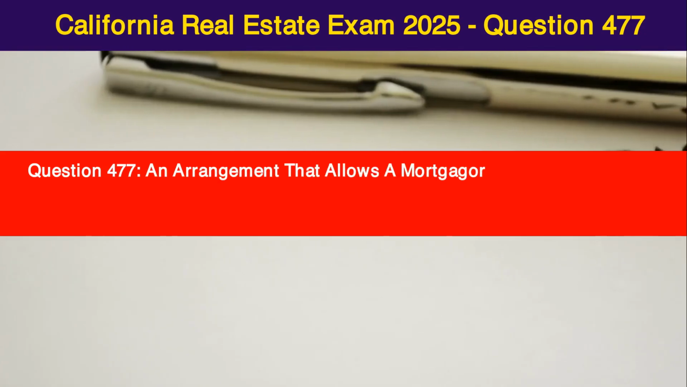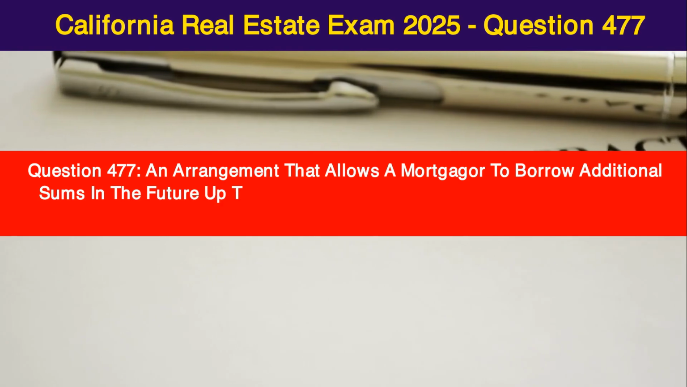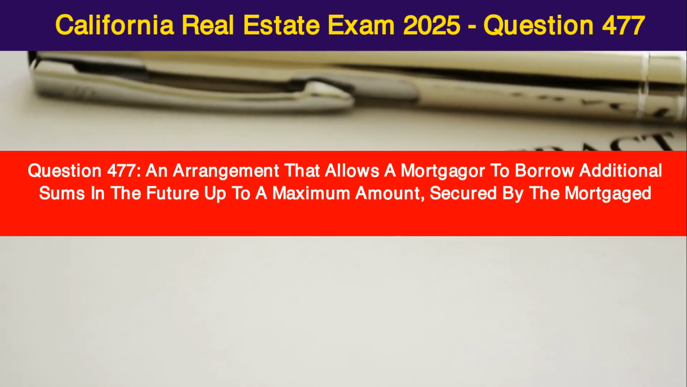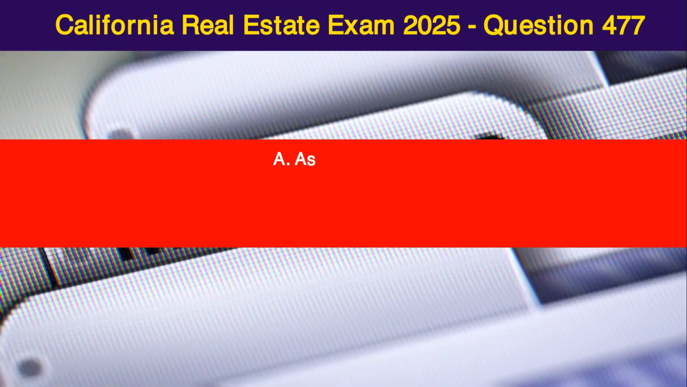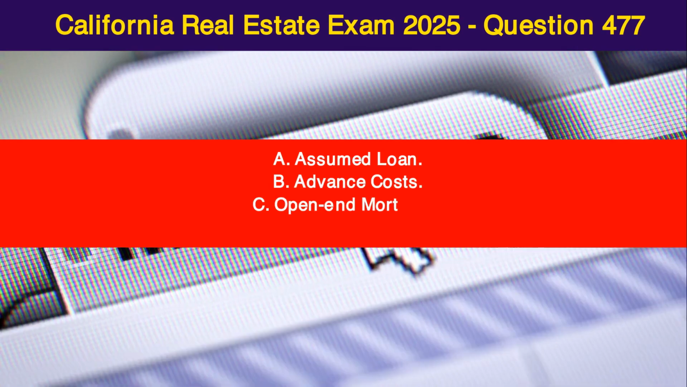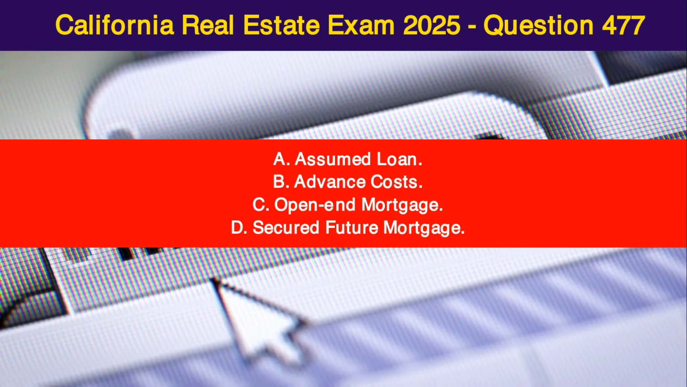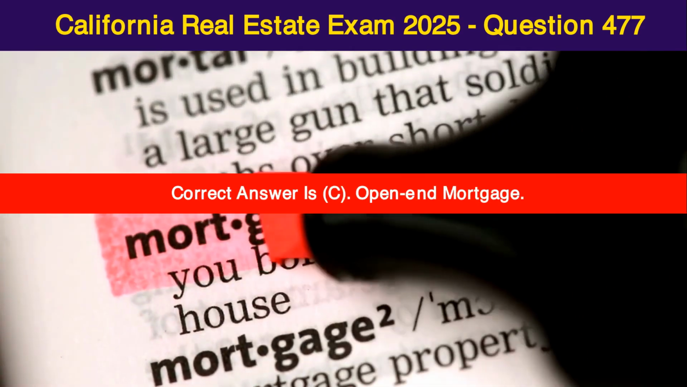Question 477. An arrangement that allows a mortgagor to borrow additional sums in the future up to a maximum amount, secured by the mortgaged property, is called an A. Assumed loan. B. Advance costs. C. Open-end mortgage. D. Secured future mortgage. Correct answer is C. Open-end mortgage.